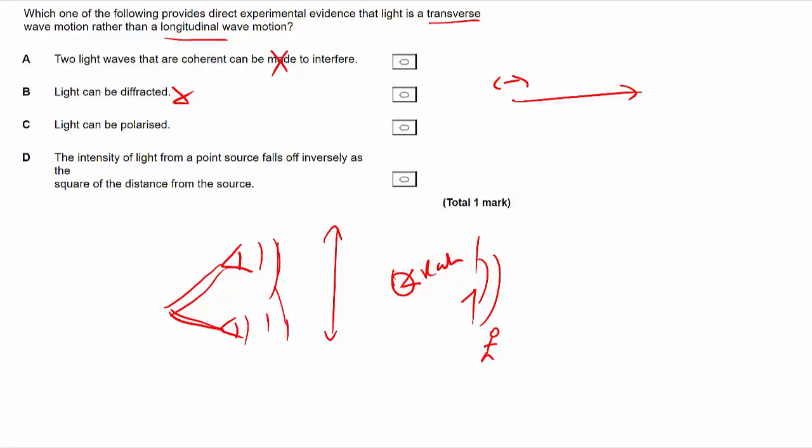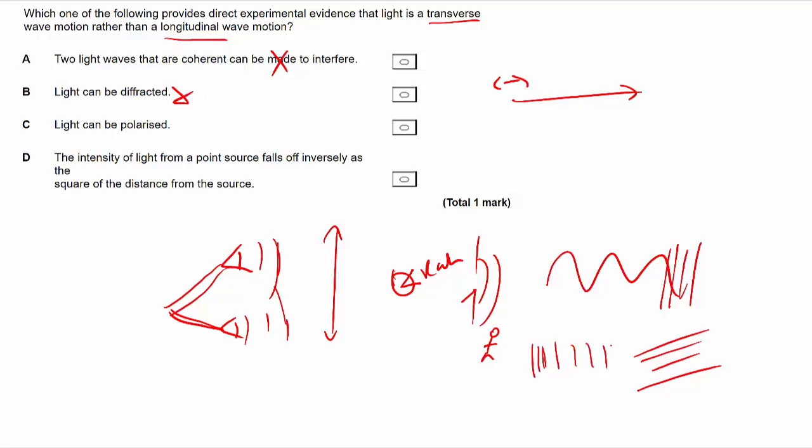Light can be polarized. Right, well, can sound be polarized? Sound can't be polarized because, like we showed before, a wave doing this can get through slits like this, but it can't get through slits like this. Whereas a sound wave, which is compressions and rarefactions, squashed up bits, more spread out bits, squashed up bits, right, I'm not drawing all the particles, that can get through it either way. So straight away I'm thinking this is the right answer. Let's just go in and check this last one, D.